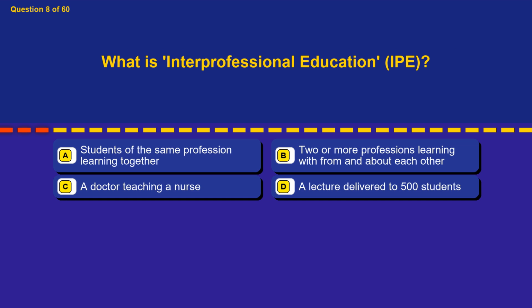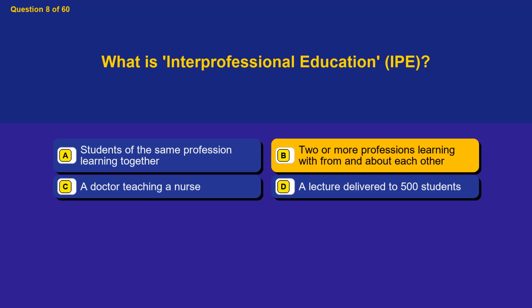Question 8. What is interprofessional education, IPE? Option A, students of the same profession learning together. Option B, two or more professions learning with, from, and about each other. Option C, a doctor teaching a nurse. Option D, a lecture delivered to 500 students.